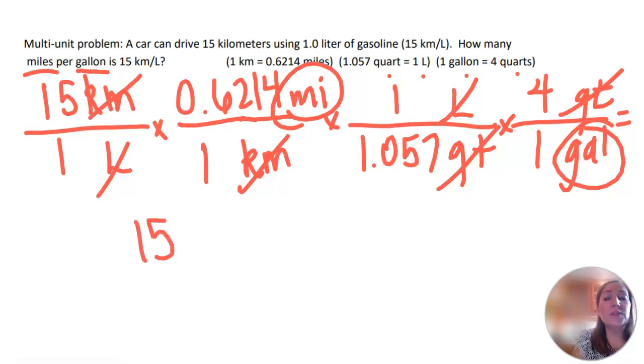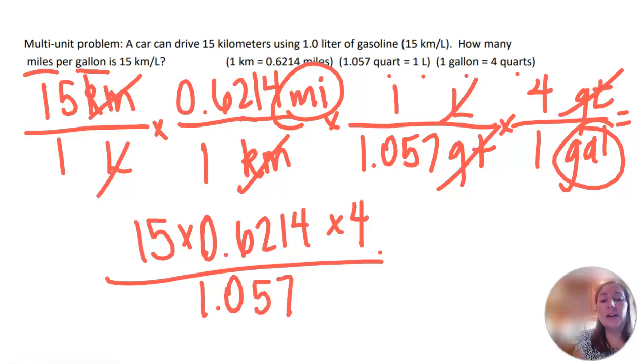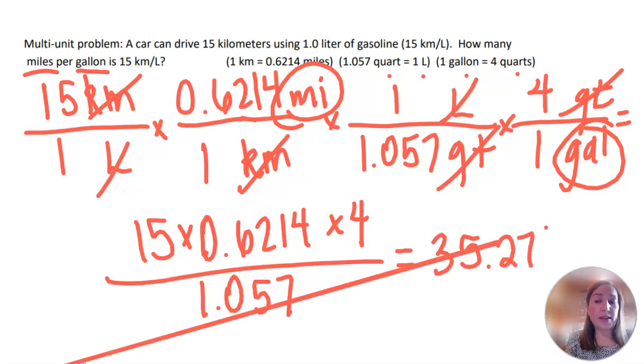Okay, so 15 times 0.6214 times 4, and the only thing in the denominator, 1.057, so that's pretty easy. Break out your calculator. Why don't you do it with me? You get 35.27. Oh my gosh, seriously, we're going to live with it here.